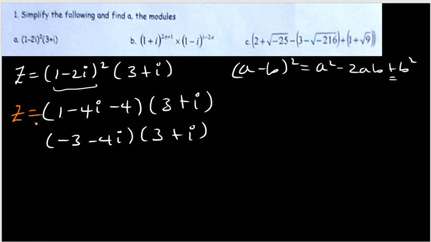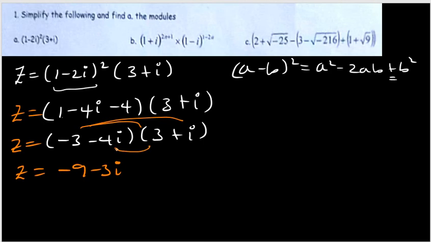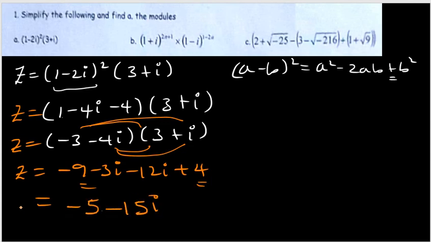We are trying to get the z value in its simplest form. So this negative 3 will multiply each of them. It will be negative 9 minus 3i. Again, the negative 4i will multiply each of them: negative 12i plus 4. How plus? i times i will be negative 1, so negative of negative will be plus. So z will be simplified, and negative 9 plus 4 will be negative 5 minus 15i. This is z, the simplest answer.